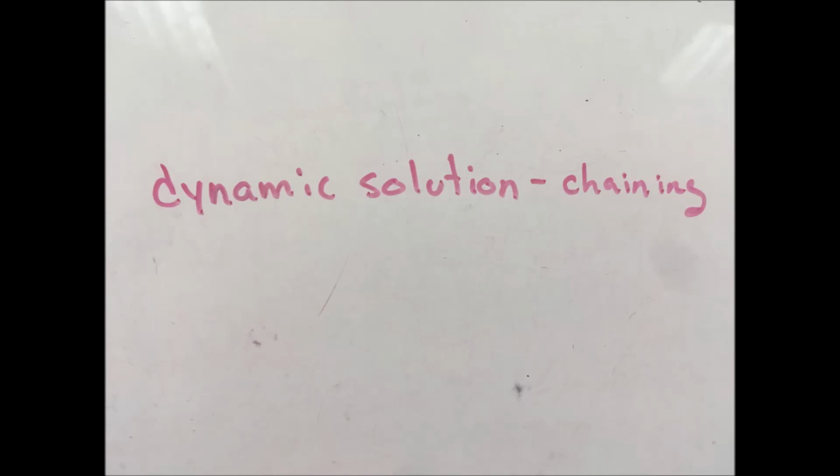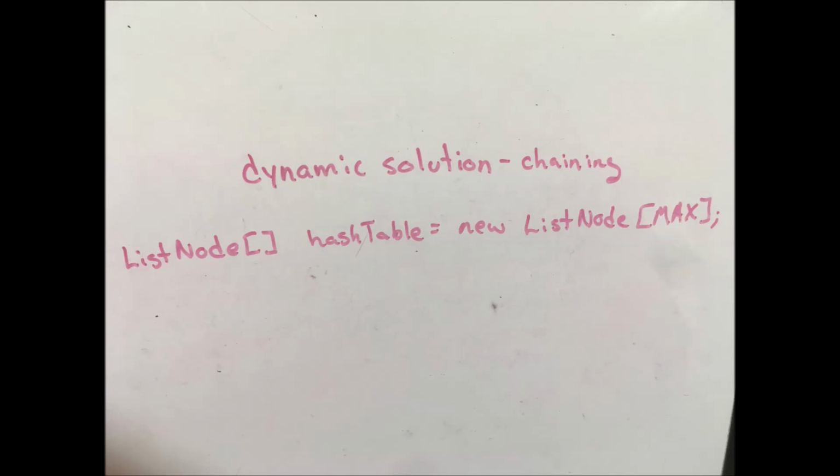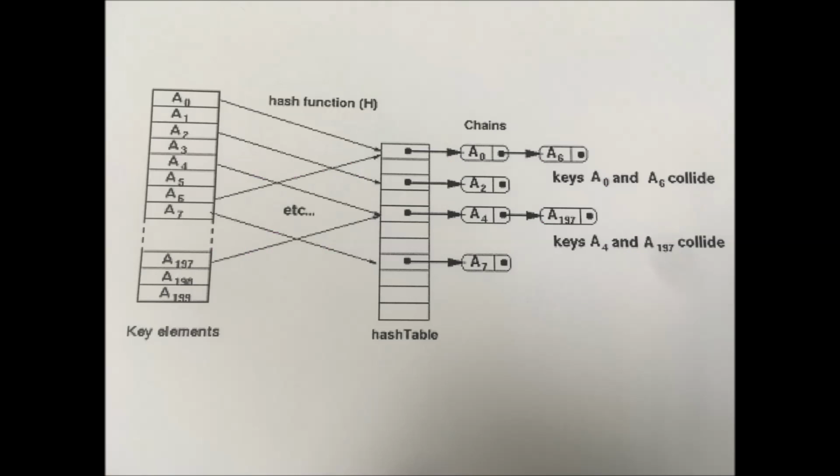A dynamic solution, referred to as chaining, is much better. The linked list will only grow when the values are stored in that location in a hash table. In this version, the hash table will be an array of object references. The order of the values in the linked list is unimportant. If the hashing scheme is a good one, the number of collisions will be minimal.